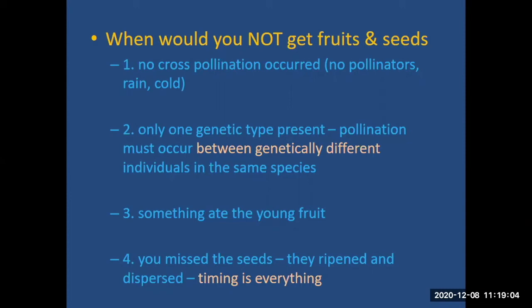Something could eat them. And the fourth reason you might not get fruits and seeds is because they came and went and you missed them. Like with columbine, they can bloom in March, ripen their fruits, disperse their seeds within 4 to 6 weeks. And you might just not be there paying attention. So timing is everything. You've got to tune in to the plants that you're trying to collect seed from, because they have their timing that they go through.